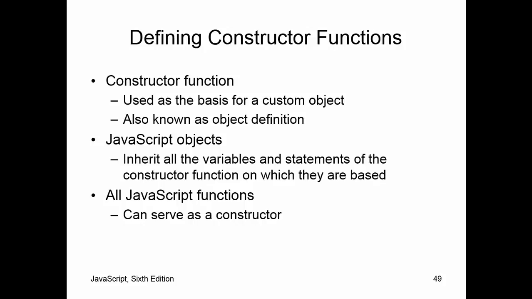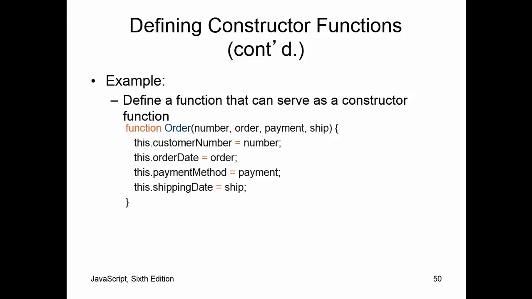All right? We talked a little bit earlier about constructors and what a constructor function is. As it says there, it's used as the basis for a custom object. It's also known as an object definition. JavaScript objects inherit all variables and statements of the constructor, and all JavaScript functions can serve as a constructor.